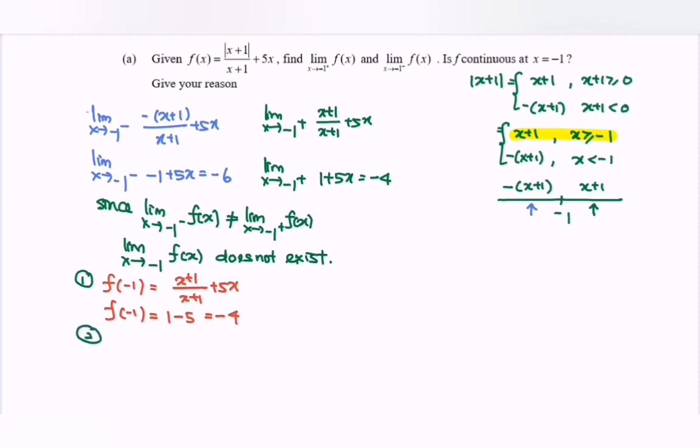For the second situation, the limit when x approaches negative 1 for the function f(x) does not exist. So from here we can say f(x) is not continuous at x equals negative 1.